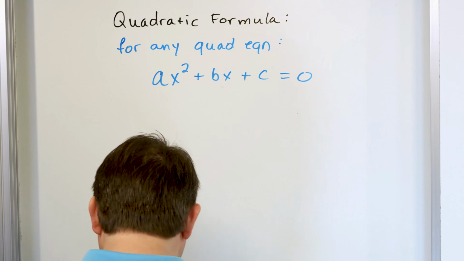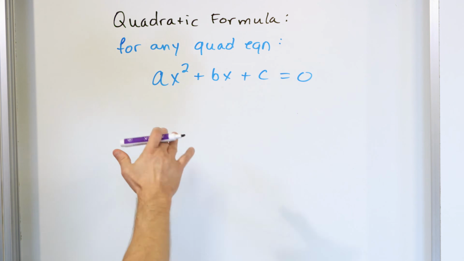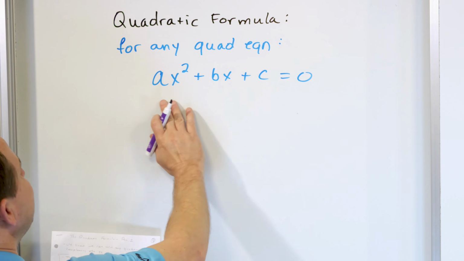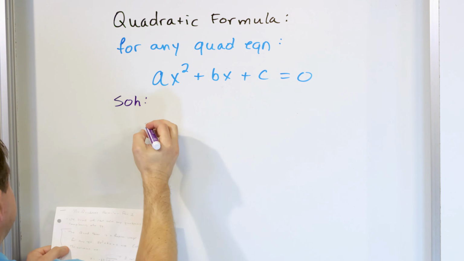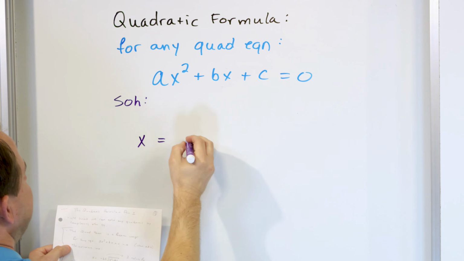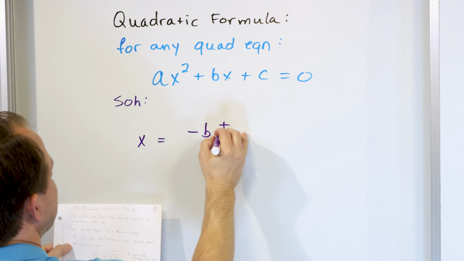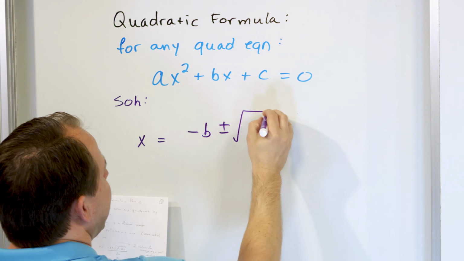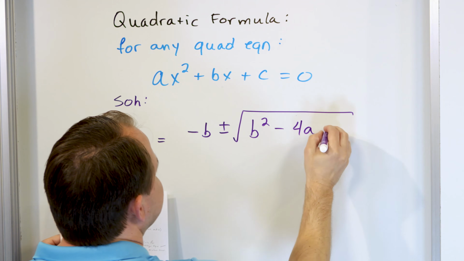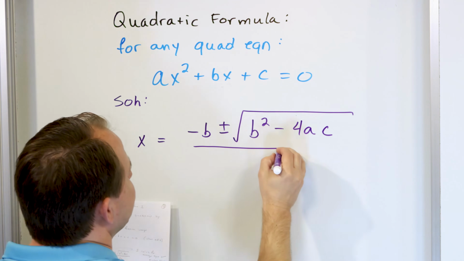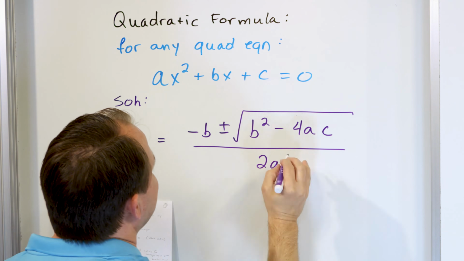But the quadratic formula says, as you will see it displayed in most of your books, that the solution to this is as follows. x is equal to negative b plus or minus the square root of b squared minus 4 times a times c, and this whole monster numerator is over the denominator of 2 times a.